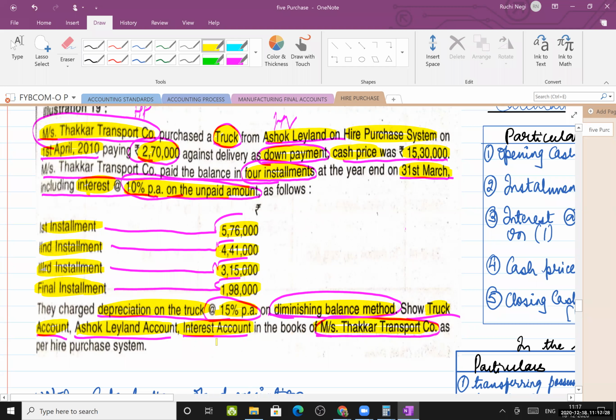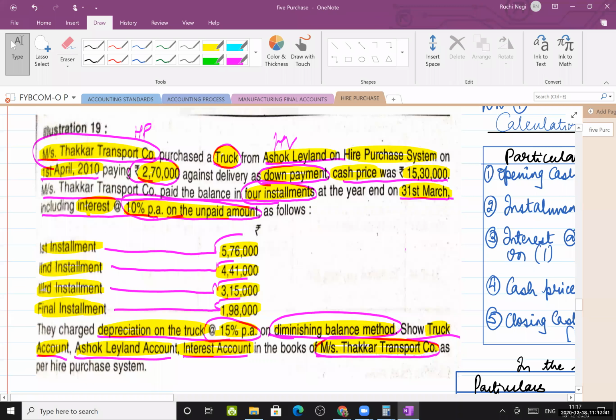But I will make you solve the sum from both the perspective, from the purchaser's perspective as well as from the seller's perspective. Okay. So let us first start with the working note. Before that, is the question clear to everyone? That is very important. Question clear है सबको? Okay, fine. Thank you, dear. Thanks.